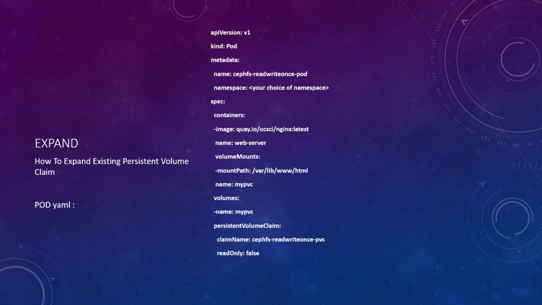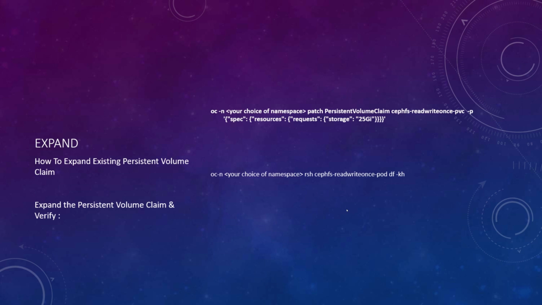And now our intention is to expand the persistent volume claim, because you may feel that the persistent volume claim created may not be large enough. So how to do that? Here is the syntax. Basically it is going back to the same YAML file used while creating the persistent volume claim. Simply change the storage value from the previous value to 25 gigabits.